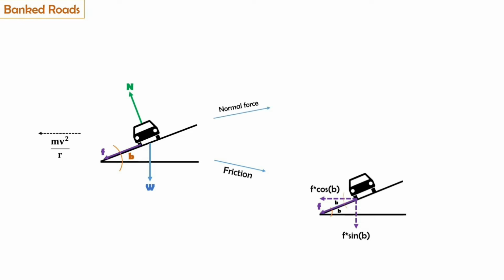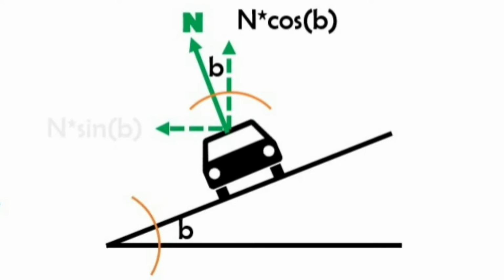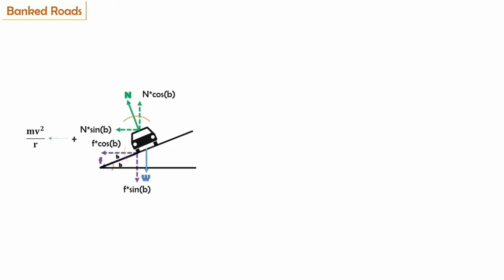Now let's resolve the normal force. Let's try to do it separately by taking the normal force. So it can be divided into two components, one horizontal and one vertical respectively. Here the component which is making a small angle with the resultant will be taken as the horizontal component. Therefore, we can write the magnitude of it as N cos B, and the remaining component will be the vertical component, and that can be taken as N sin B. Now by combining these two, we'll get the final diagram.